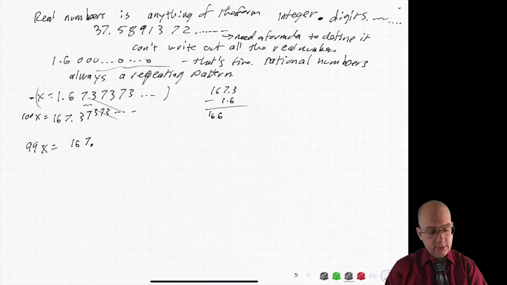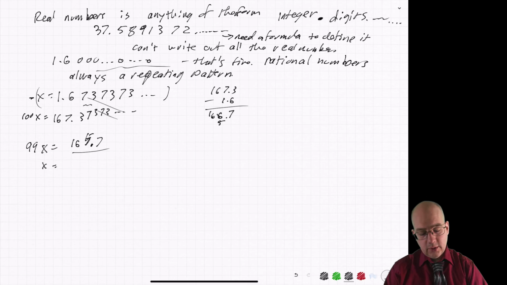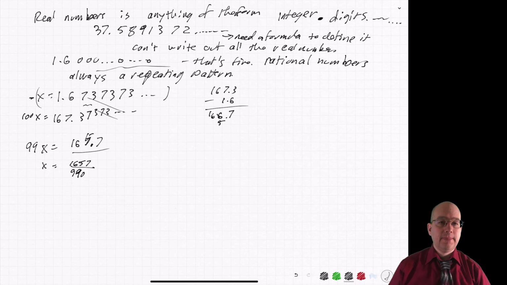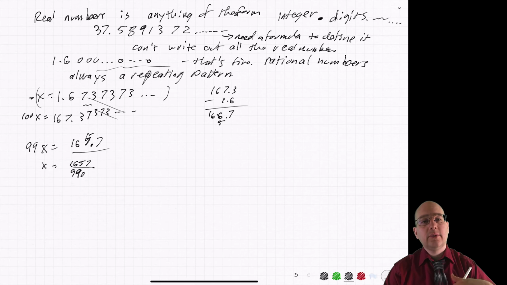So this was 166. That's this 3, this 6 is more than that, so scratch that. And then that becomes 4, 7, so 165.7, right? Or x equals 1657 divided by 990. Right, so there you are. So that's going, if you had a repeating thing, to get to a rational.